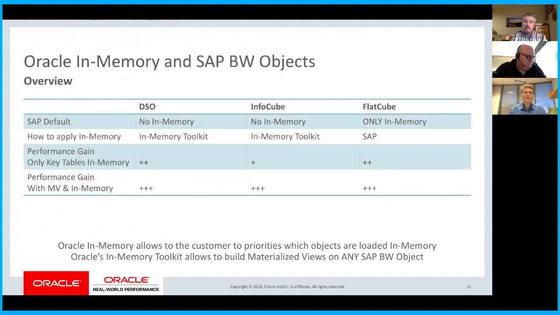Here is a short summary, an overview. On the top you see the three different objects, DSO, InfoCube, and FlatCube, and the differences between those. Based on our experience and tests with customers, materialization and putting them in memory is by far the best option on a performance level. We have all the details to explain it to you, but this is a little too much for this session.